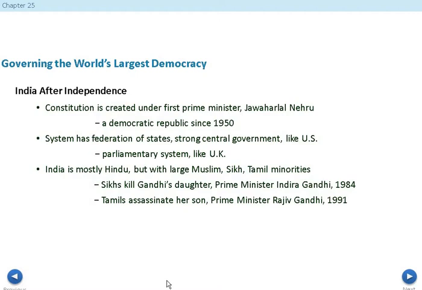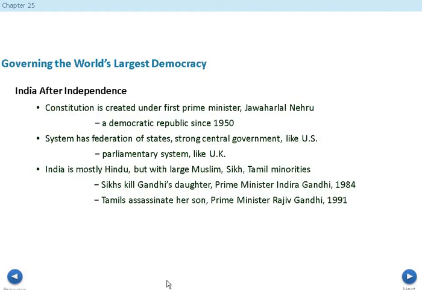Now, most of India is going to be Hindu, but there's a large group, and again, there's 1 billion people in India, so there's a lot of people that are going to have different types of beliefs. But the Muslims are going to have a group there. You're also going to see the Sikh, and also the Tamil, are going to be minorities in this area.